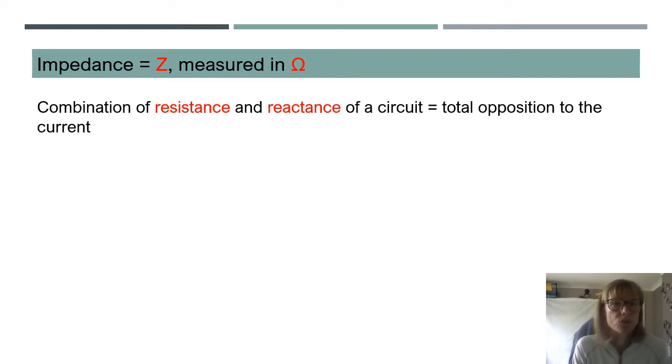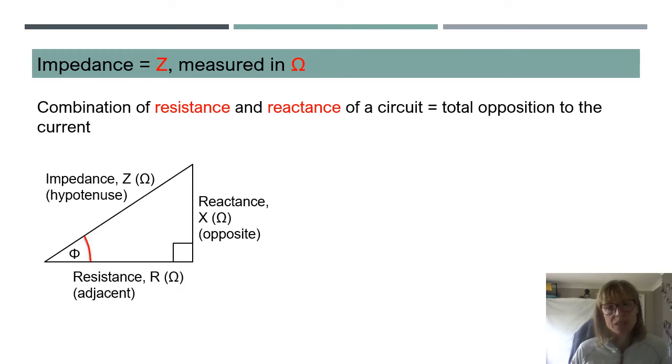Now we are going to move on to impedance. The symbol is Z, and it is measured in ohms. This is the total opposition to the current flow in a circuit, and it combines the resistance and the reactance. So we use this when we have both resistors and a reactive component in an AC circuit.